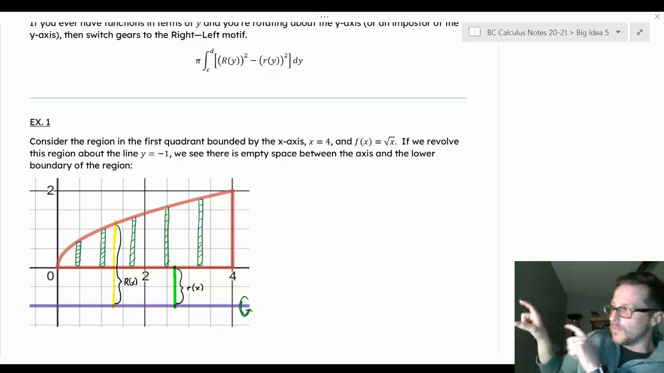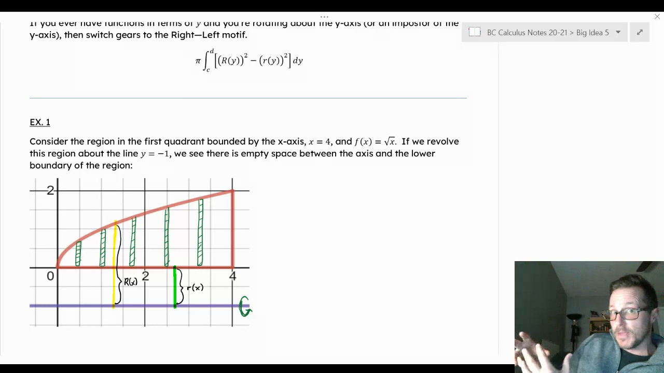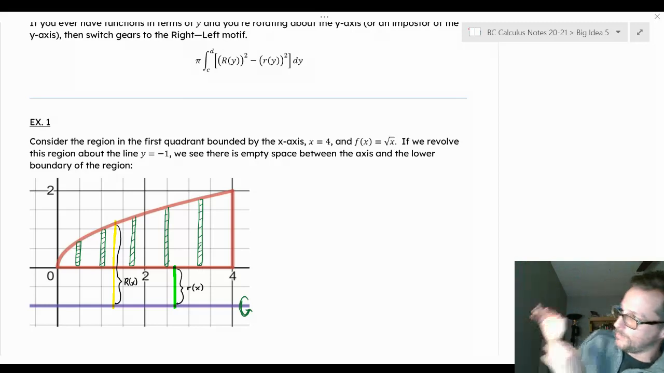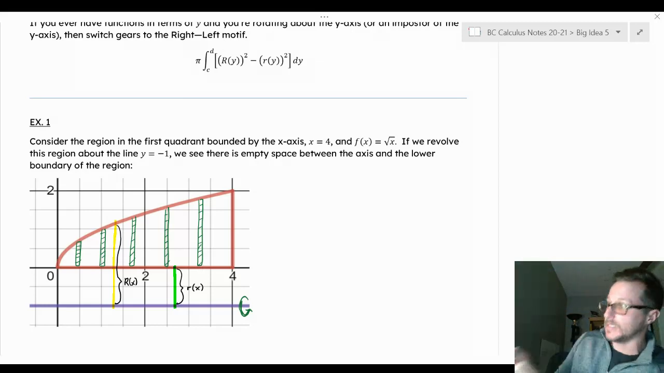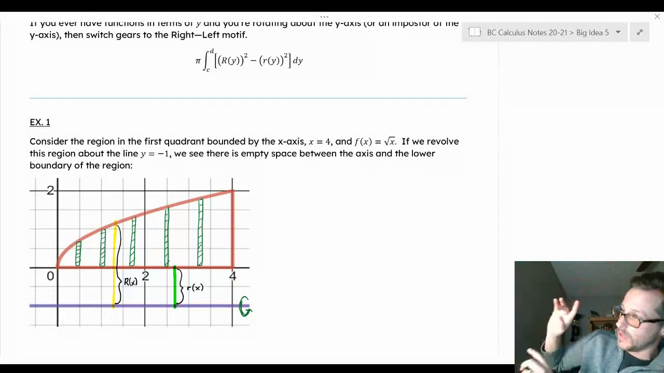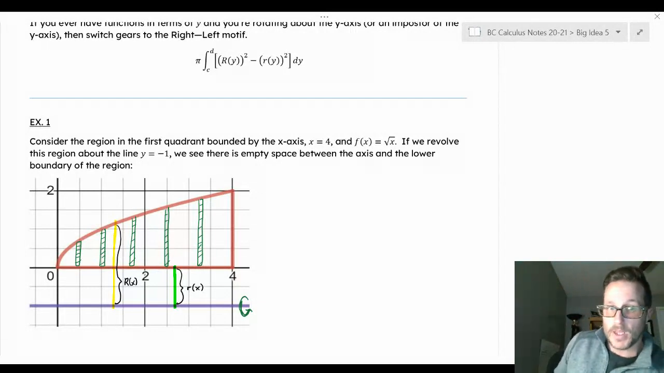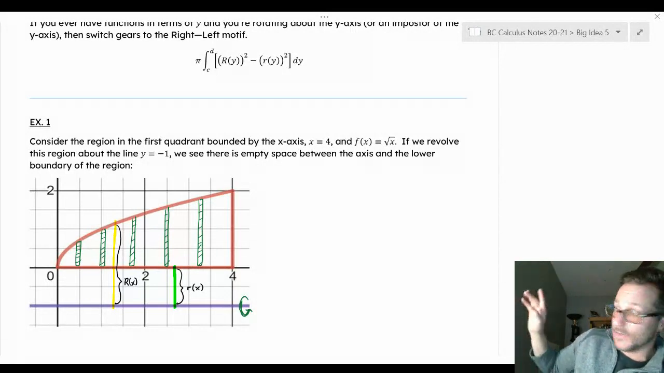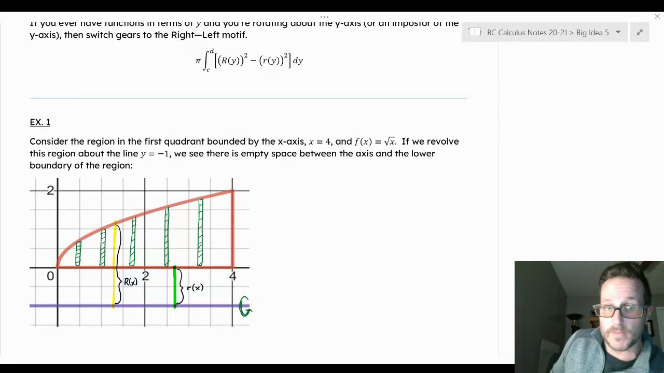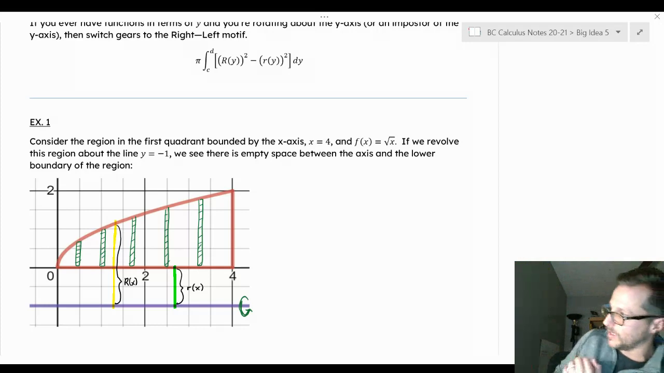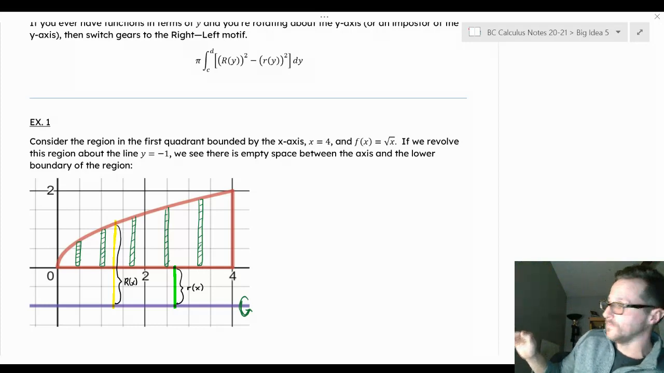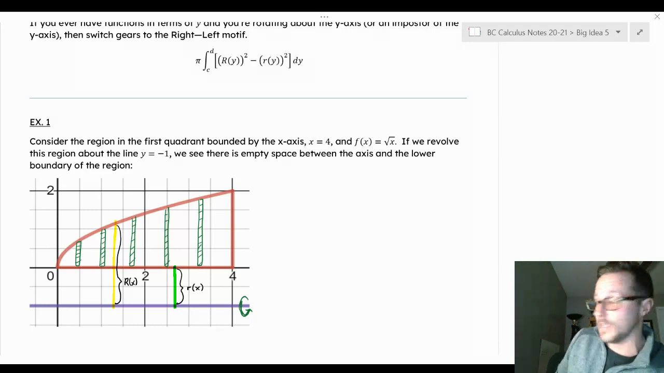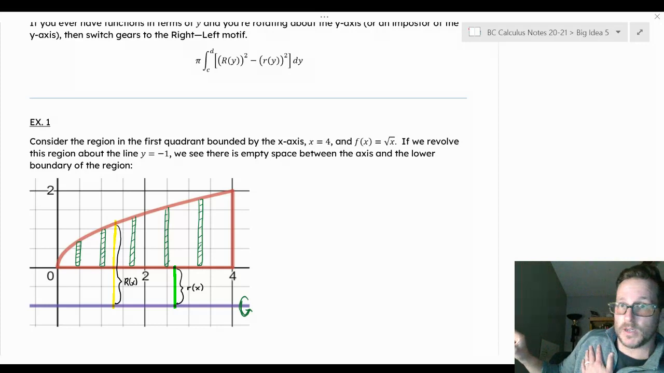Okay, so you can see how I've drawn this without any 3 dimensions going on here. The big radius is going to be the distance from the axis to the thing that is furthest away. So the thing that is further away from the axis is the function y equals root x. And then this small radius over here, the distance from the axis to the closer part of the region, well, that was just the x-axis. So that distance is always 1.